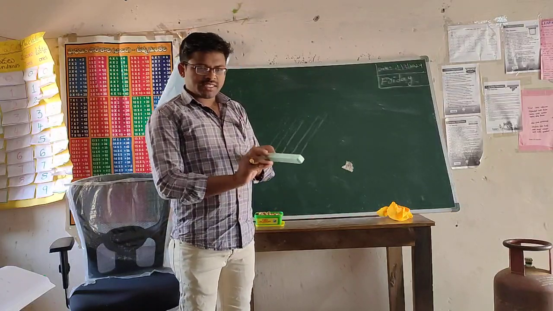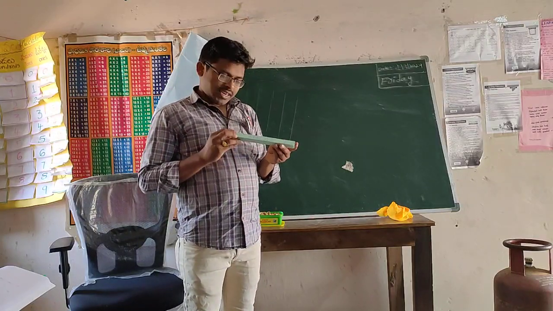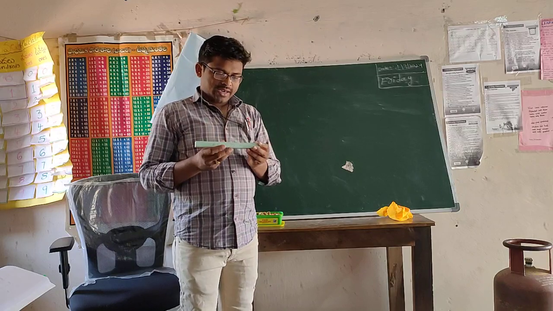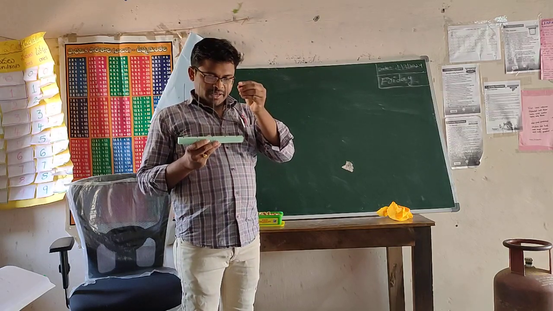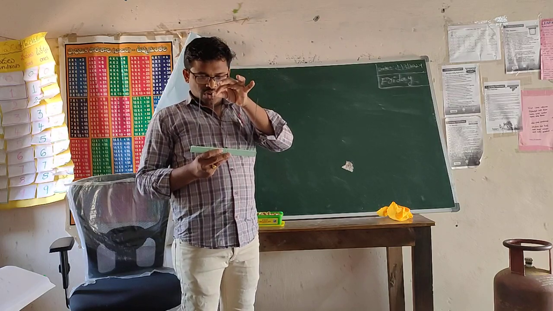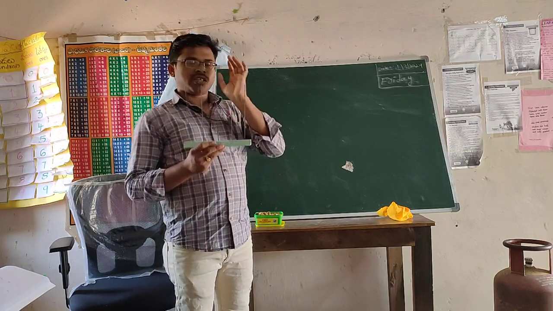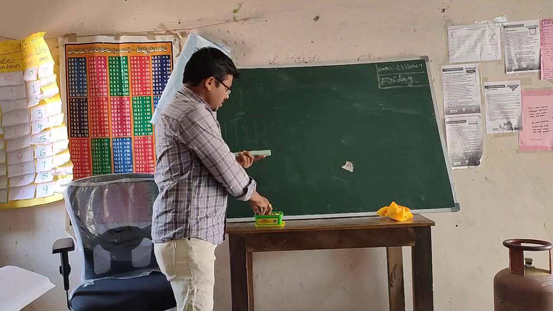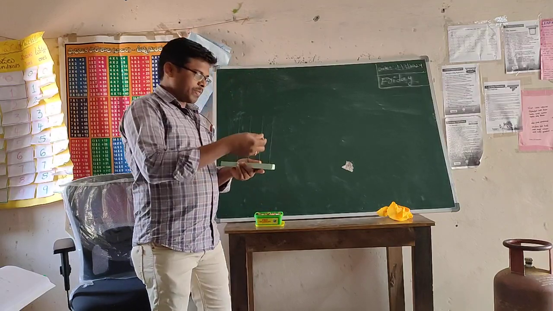Children, do you know what this is? Abacus. Yes, it is an abacus. This is the ones place, the tens place, the hundreds place, the thousands place, the ten-thousands place. Okay, tell me how many?